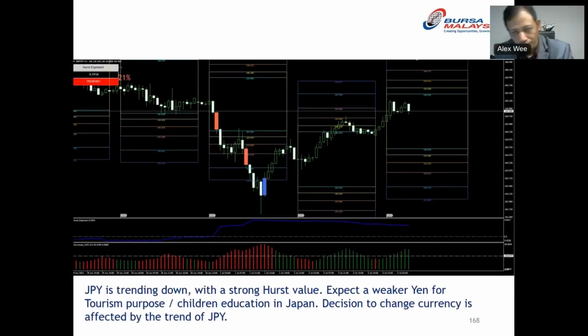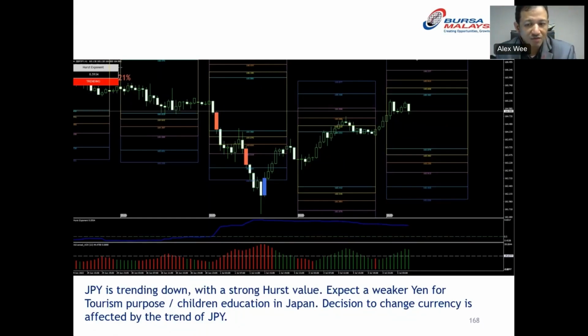Like for example, today, let's say I'm trading currency. Should I be short JPY? Why? Because Euro JPY is going up, USD JPY is going up, Pound JPY is going up. Should I short JPY? Hurst tells me JPY is trending down. The trend is strong. With the red color you can see there, my Hurst indicator tells me it's trending. It's more than 0.59, so it's non-random. It's trending. Because JPY is trending down, everything else is going up.